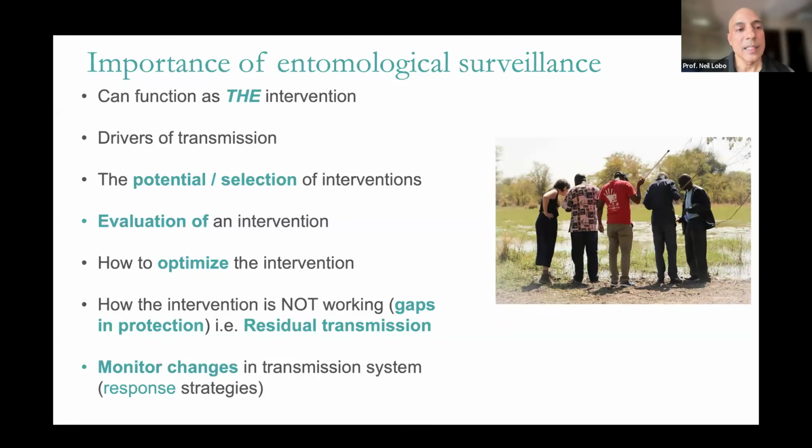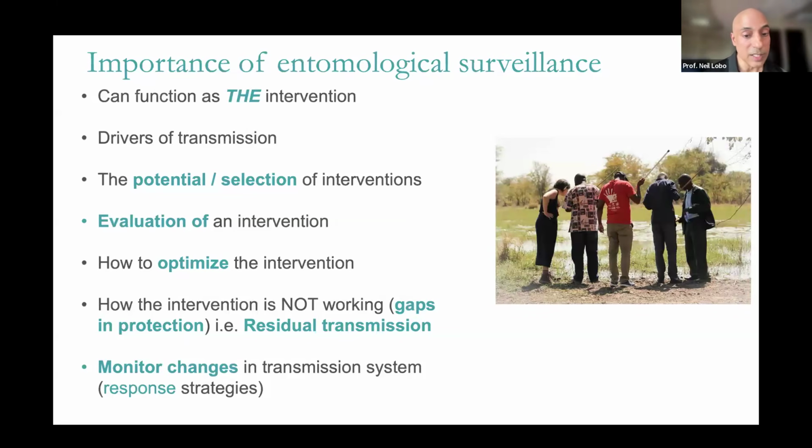So to summarize, the importance of entomological surveillance is that it can function as the intervention. And I cannot stress this enough, because it will tell you what interventions to put in, what interventions might work, what interventions will not work, how they are not working, how they will never work, where your transmission is coming from. It'll tell you the drivers of transmission, how to select an intervention, how to evaluate an intervention. And once you implement an intervention, entomological surveillance will tell you how to optimize the intervention. And I can go over that in another presentation as well.